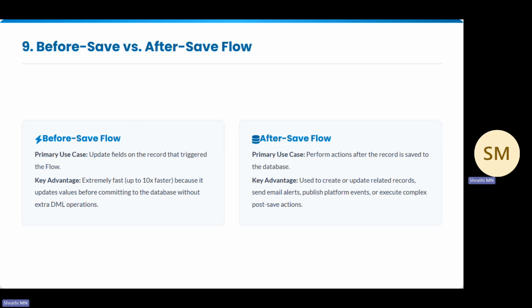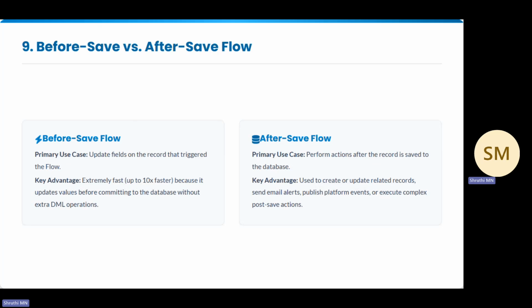Save, debug, and activate. Before activating a flow, we should always test it. This is extremely important in a real Salesforce project. We can use the debug functionality to test different scenarios. For example, what happens when the opportunity amount is 50,000? The flow should not create the task.